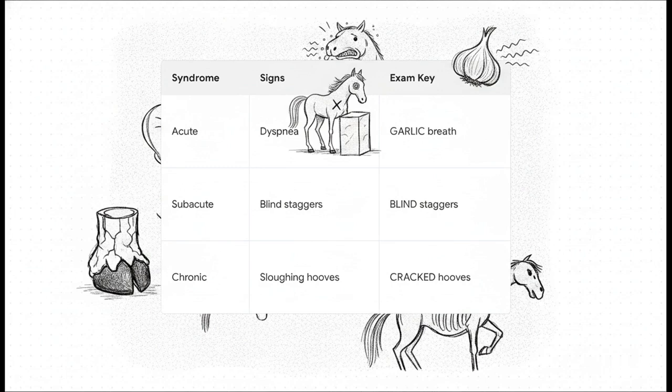Finally, chronic toxicity from long-term grazing causes alkali disease. You'll see cracking and sloughing of the hooves at the coronary band, loss of mane and tail hair, and emaciation. Chronic equals cracked hooves. Got it?